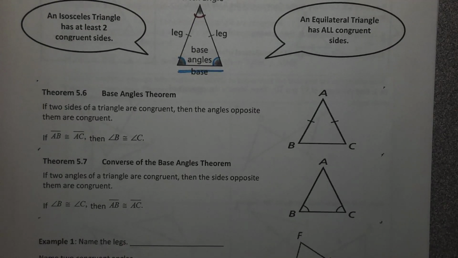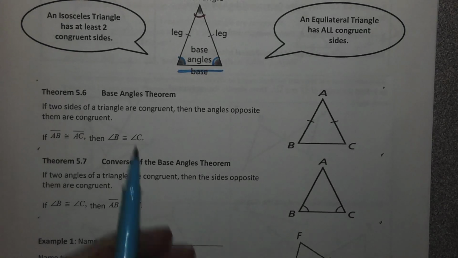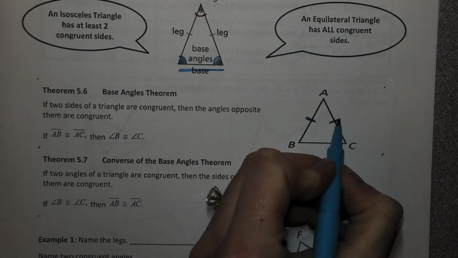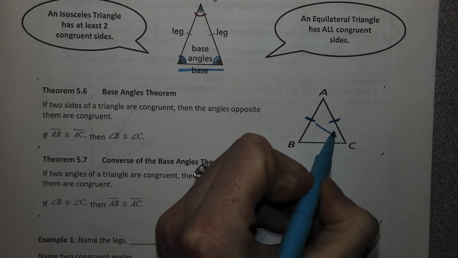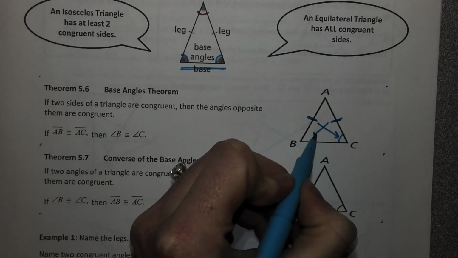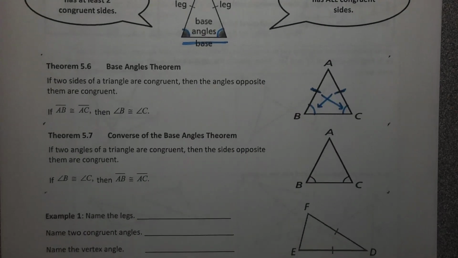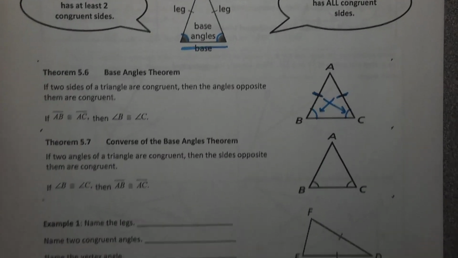Base angles theorem says if 2 sides of a triangle are congruent, then the angles opposite them are also congruent. Which makes some sense, right? If we have a side that's produced by an angle, and we have another side that's the same length, the other angle has to be the same to have produced that side length. So if these 2 sides are the same, the angles opposite them are the same. So which angles would that be? C and B. So we would already be able to say that those 2 angles were congruent.